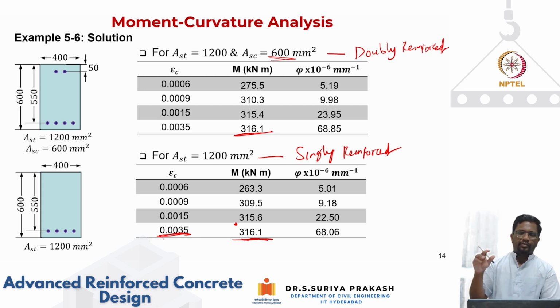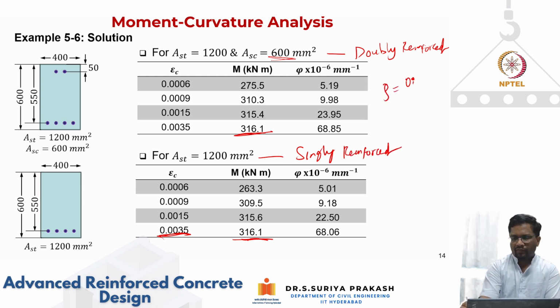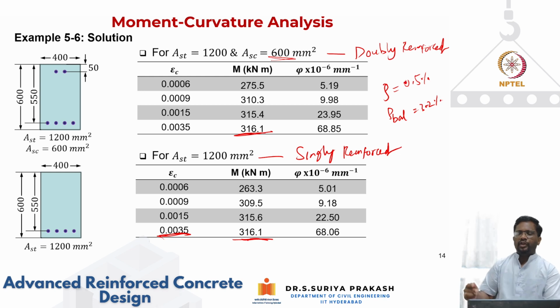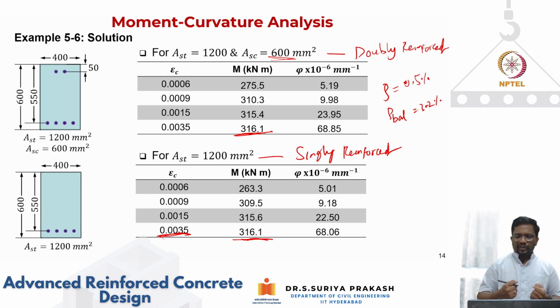So by adding compression steel to a heavily under reinforced section, why are we calling that an under reinforced section? What is the percentage of tension steel that we have put? Rho is actually 0.5 percent, and rho balance, if you remember, we got about 3.2 percent. So rho is much lower than your balanced condition. So it is a heavily under reinforced section. So steel is going to yield like anything. That is why you got a very high curvature.